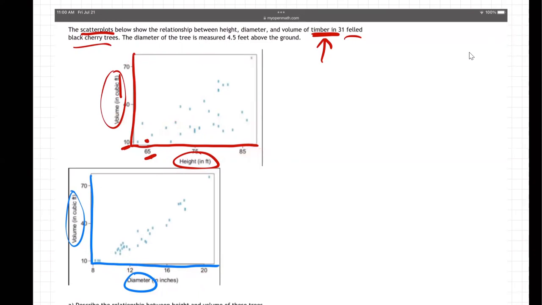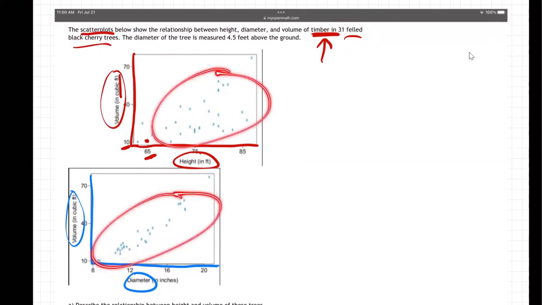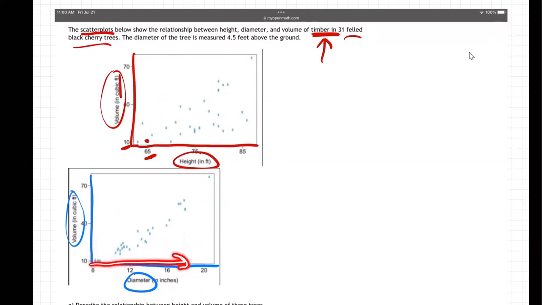Now the other one, these are also 31. These are the same 31 trees. They measured their heights here, and they measured the diameters of those same 31 trees on this graph. As you go to the right, you get trees that were thicker. They measured the diameter at 4.5 feet above the ground. So they went up 4.5 feet and then measured around the tree, the diameter, how far around the tree. Or no, I'm sorry, that's circumference. They measured across the tree.